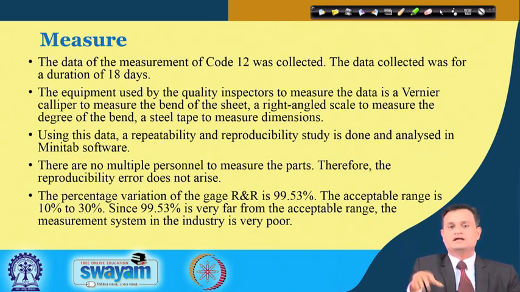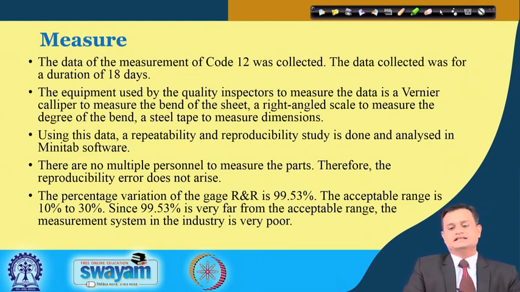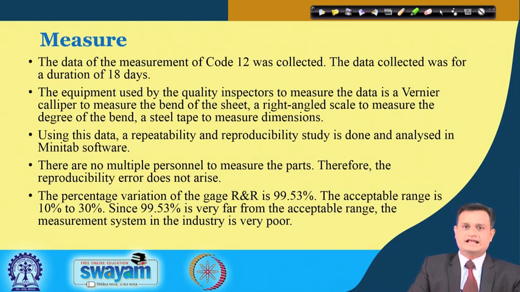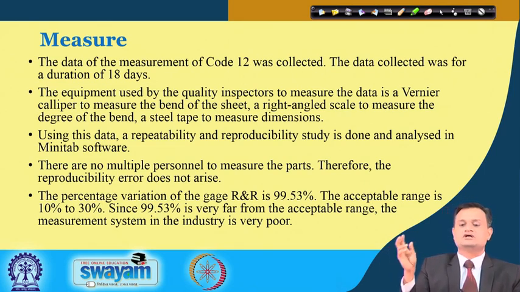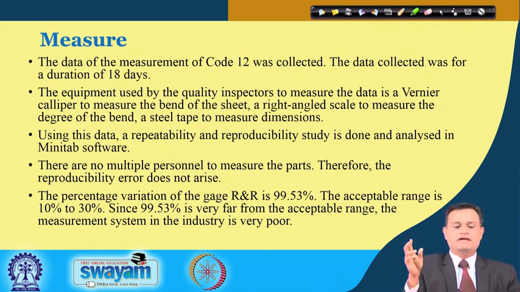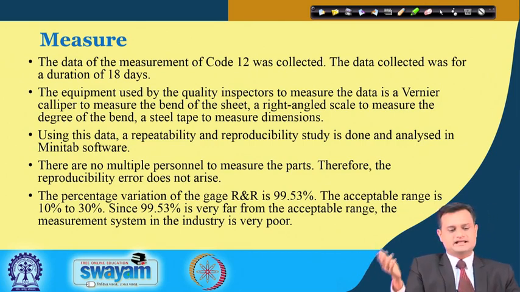What is the problem? Now in the measure phase, data for the measurement of code 12 was collected, and the data was for a duration of 18 days. The equipment used by the quality inspectors to measure the data is a vernier caliper, and we have to define all this, and the band of the sheet, a right angle scale to measure the degree of the band, a steel tape to measure the dimensions. So they have defined the instruments used and what they are measuring.